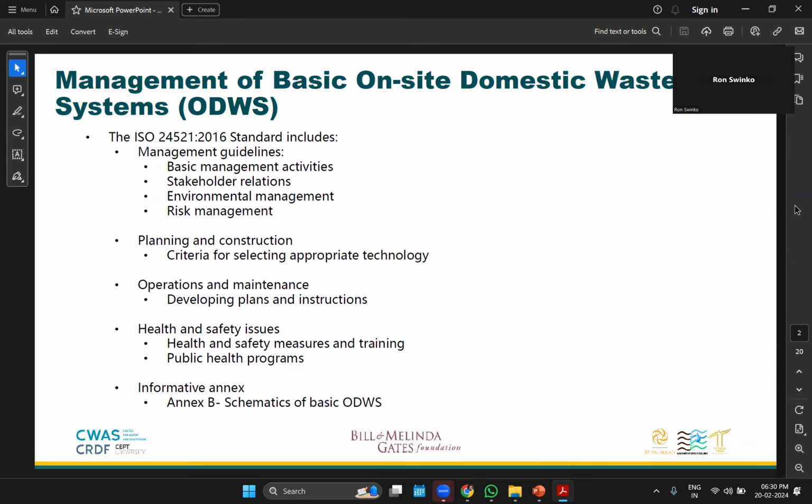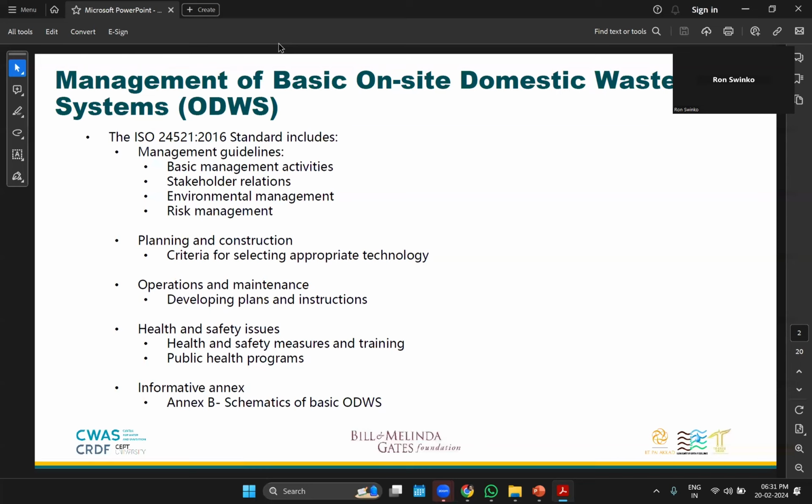Important within that scope of the management guidelines, planning and construction is a key part of the standard, and selecting the appropriate technology has included some criteria for that, with the aspects that were described in the schematic Mr. Cate provided. In terms of developing the plans and instructions within operations and maintenance, that's been reviewed, and that is also within the standard, including collection of waste and transportation of waste.